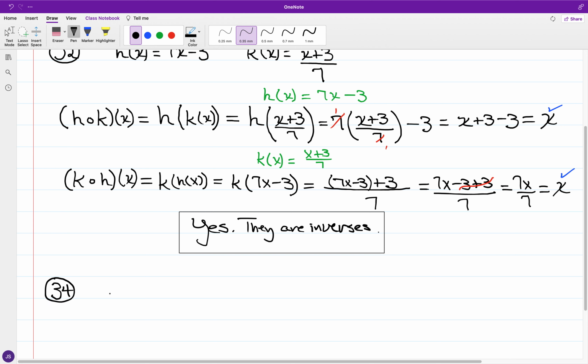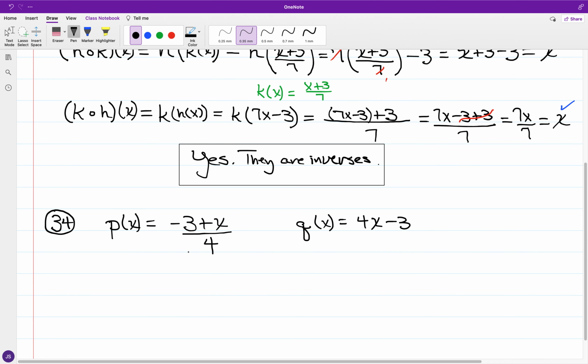And for what we have in the case of 34, okay, so we got p of x, and that one we have at -3 plus x all over 4, and we have q of x is equal to 4x minus 3. And see if these will compose together as x, and you can go with either route. Okay, and we'll say that we have p composed with q of x.